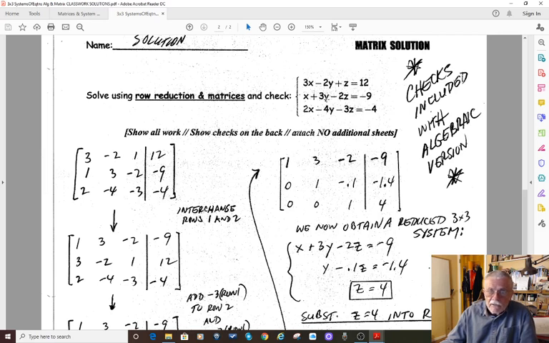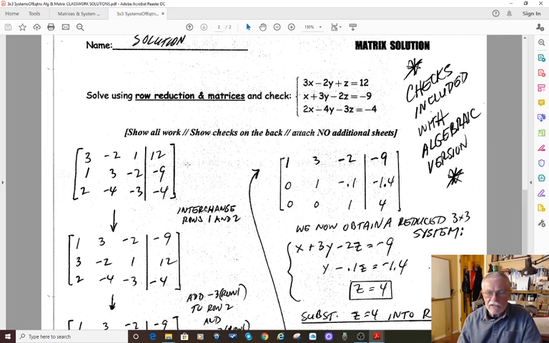Okay, so let's talk about the basic plan. First of all, this becomes this in matrix form. Notice 3, negative 2, 1, and 12. The coefficients now, 1, 3, negative 2, negative 9, and so forth. So we transform the system of equations with x's, y's, and z's into matrix form. And again, this is only going to work in a satisfactory manner if everything is properly lined up, including the equal signs.